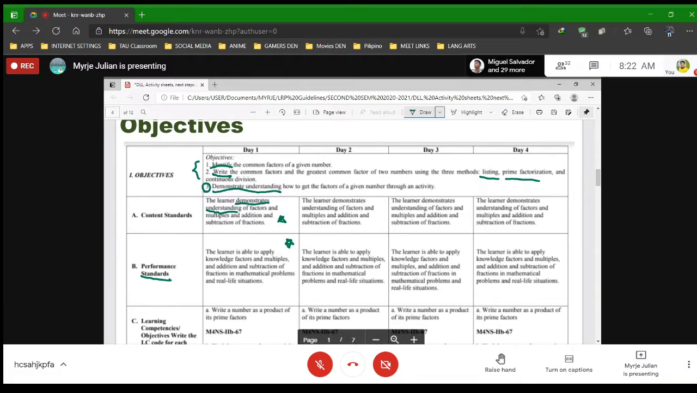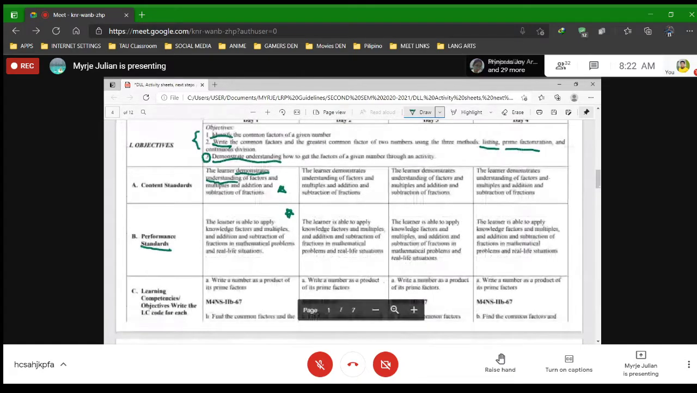Yung style naman ng batang ito is that sa isang cell, sinulat niya na yung buong learning competency or yung dalawang assigned learning competency. So this one is the first learning competency, and then the second one is the second learning competency. So columnar type naman yung ginawa ng batang ito. Okay. Ayan. Siguro itong dalawang learning competency na to ay pwedeng gawin lang sa isang araw.